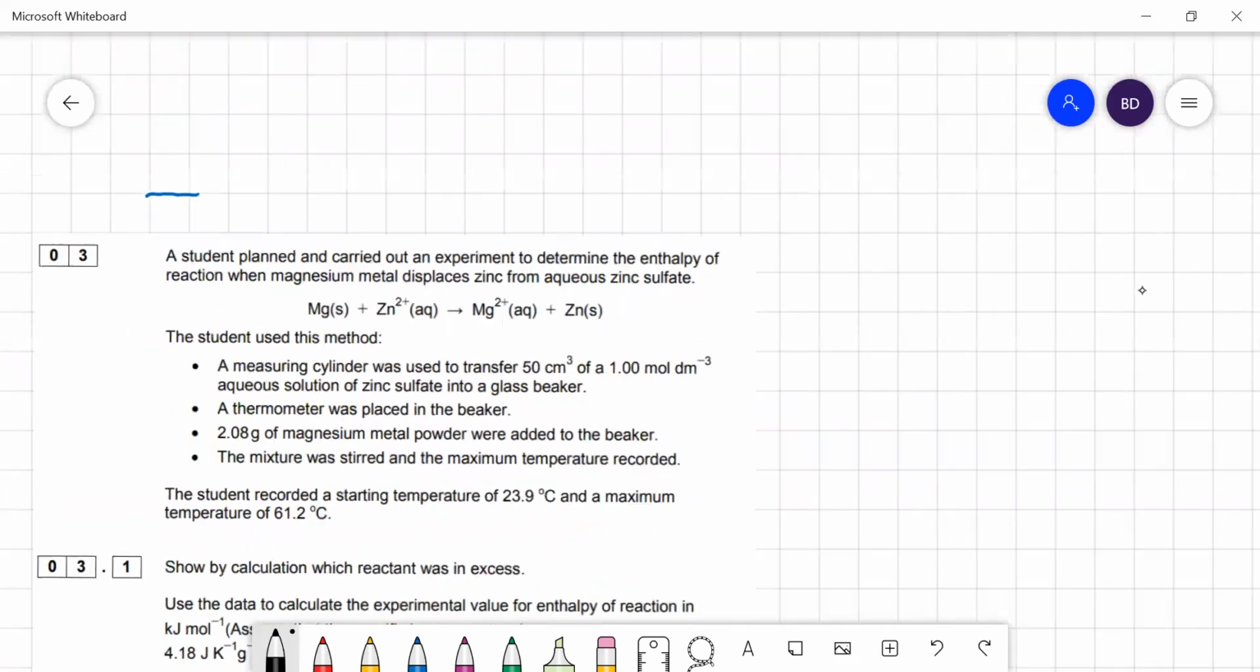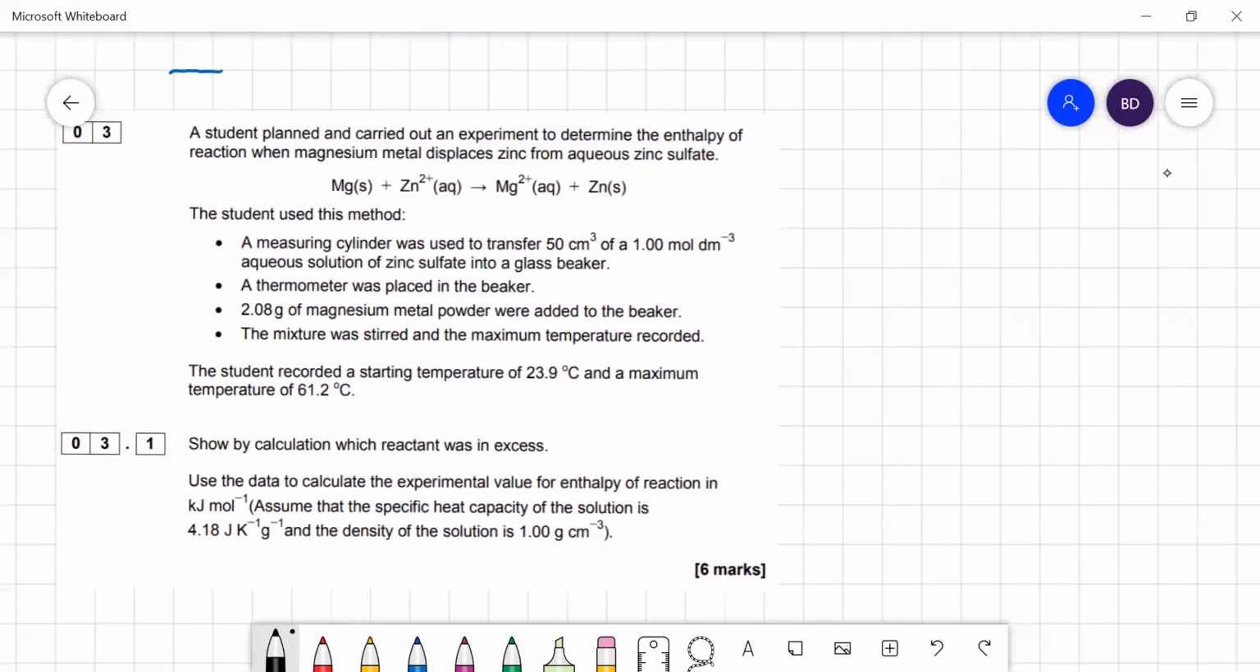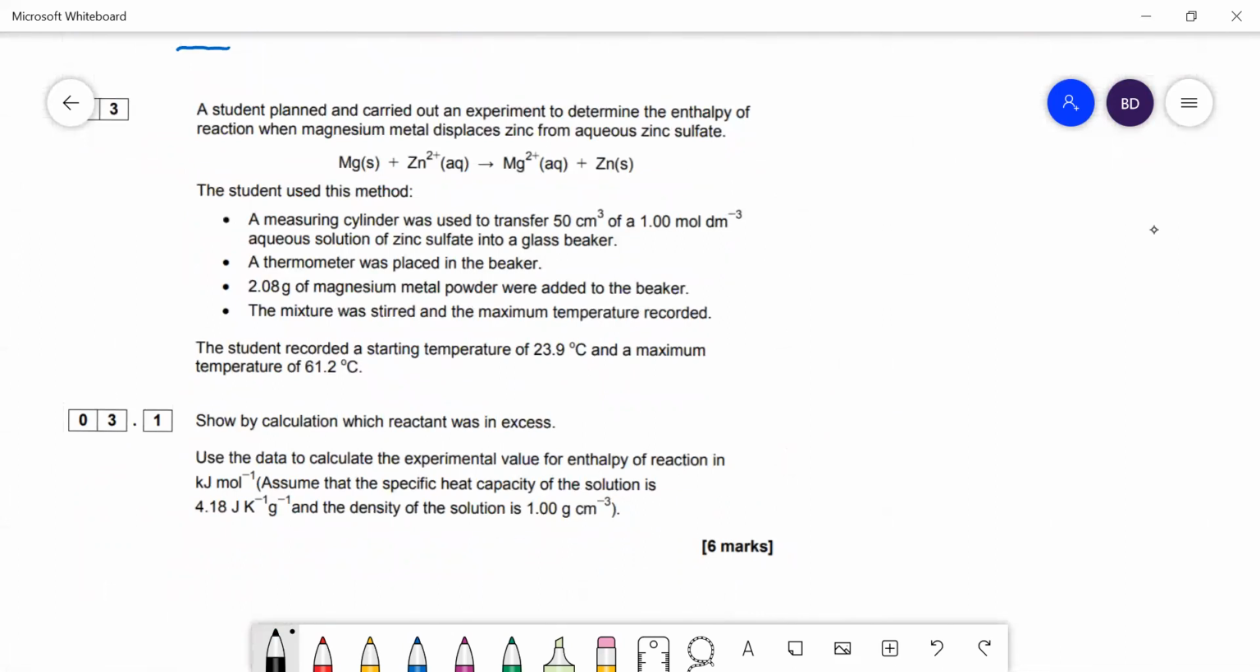Right, so here's a more, this is a calorimetry experiment here. Right, a student planned to carry out an enthalpy change when magnesium metal here is placed into zinc sulfate solution. You get a displacement reaction. Okay, so what did he do? He got a glass beaker, and we can probably normally do it in a polystyrene beaker. That's probably going to ask a question about that later on.